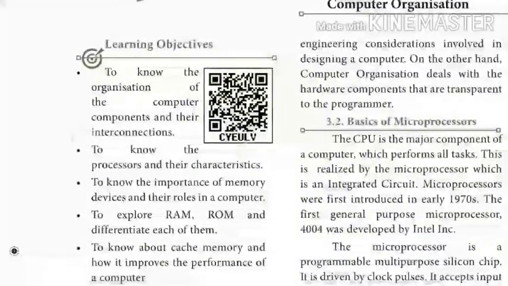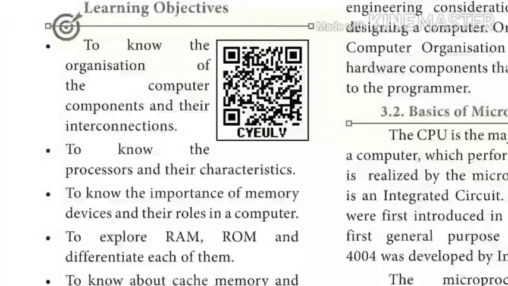the organization of the computer components and their interconnection. Okay, so how the memory or how the processor is being connected to the motherboard of the computer is going to be seen in this chapter. Next is to know the processor and their characteristics. So what is processor and what are the characteristics of processor? Everything we are going to see here.